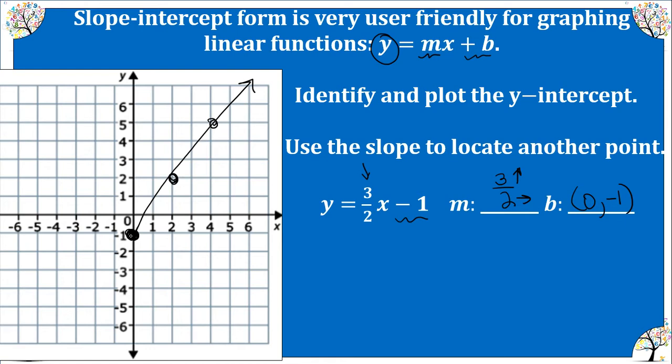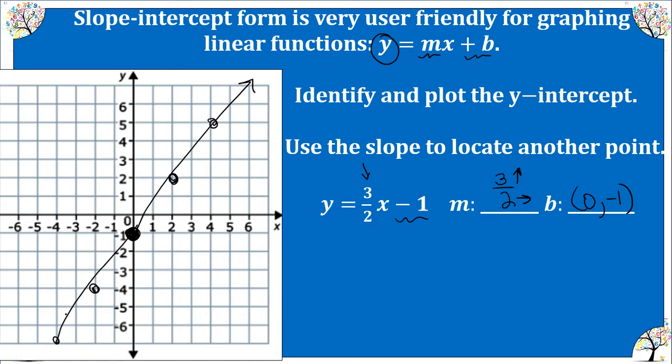Now, let me just show you guys how to locate points on the left side of the y-axis. So we have the y-axis, and we have points to the right of the y-axis. In order to locate points on the left side, you go back to your initial value, (0, -1), and instead of going up 3 and right 2, we're going to go down 3 and left 2. So it's 1, 2, 3, left 1, 2. And you can see that lines up.